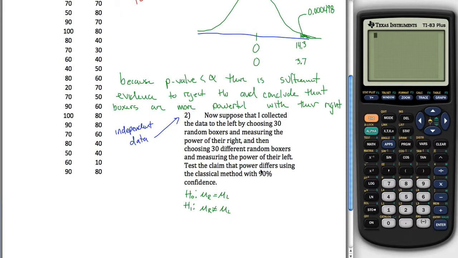If I said test the claim that the power of the rights were bigger than the power of the lefts, I'd put greater than here. If I said the power of the rights were less than the power of the lefts, I'd put less than there. But in this case, I said differs, so I put does not equal. Okay, so I got my null and alternative hypotheses. Because this says does not equal here, I have a two-tailed test.